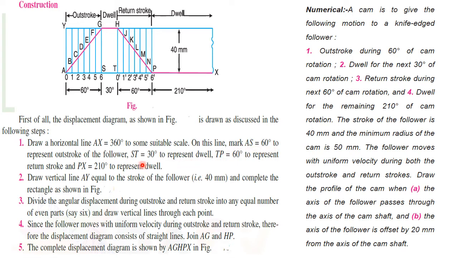How to calculate the length of AS? 360 degrees is equal to the AX length. Therefore, 60 degrees is equal to how much length? We mark from A to S and divide it into equal even parts: 0, 1, 2, 3, 4, 5, 6. Here S is divided into an even number of equal parts.